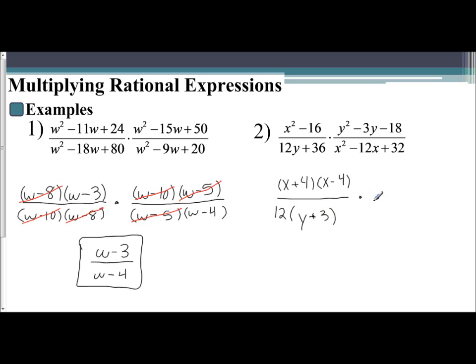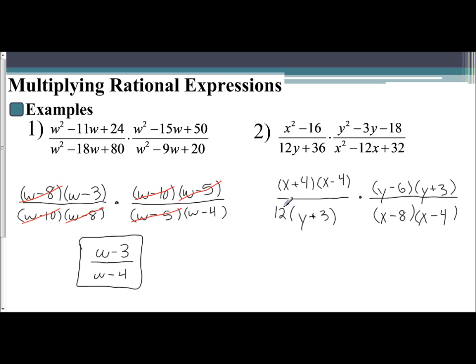I'm multiplying by, I'm going to have to factor the numerator. y squared minus 3y minus 18. Numbers that multiply to give you negative 18 and add to give you negative 3 are negative 6 and positive 3. Same thing on the bottom, x squared minus 12x plus 32. Numbers that multiply to give you 32 and add to give you negative 12 are negative 8 and negative 4.